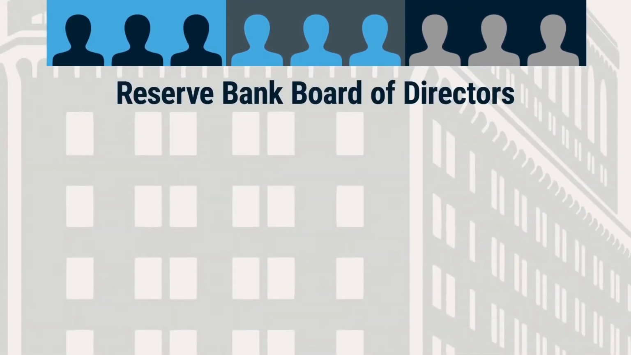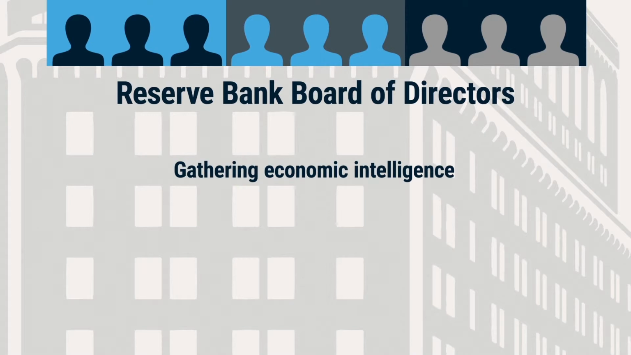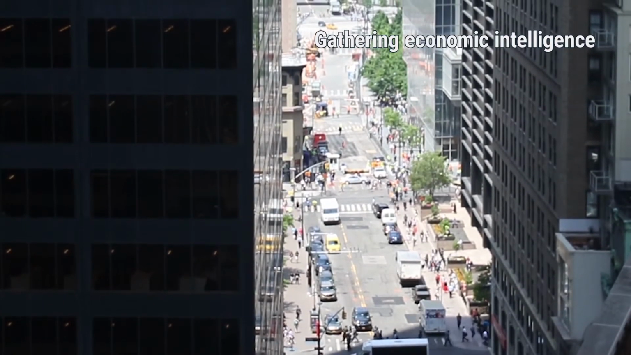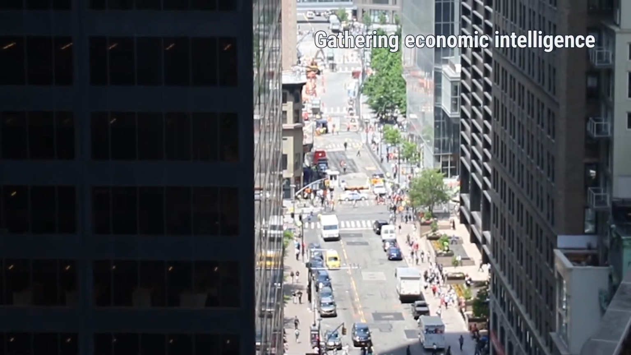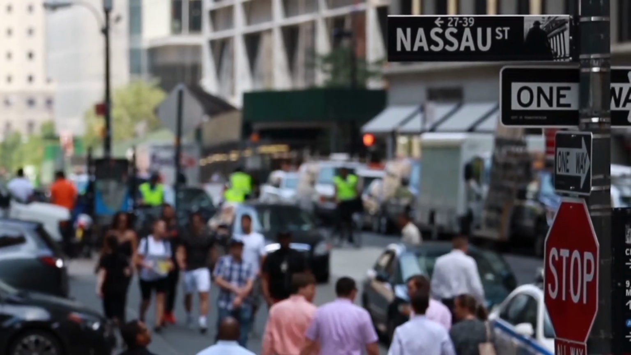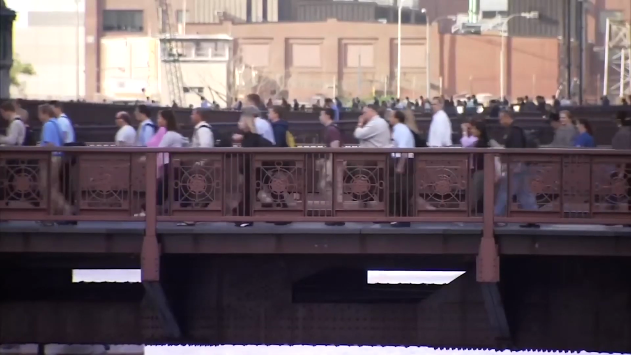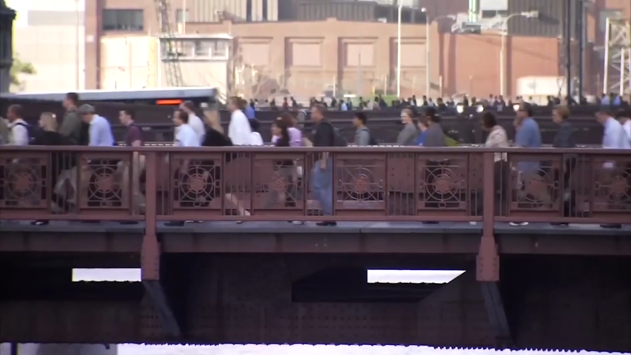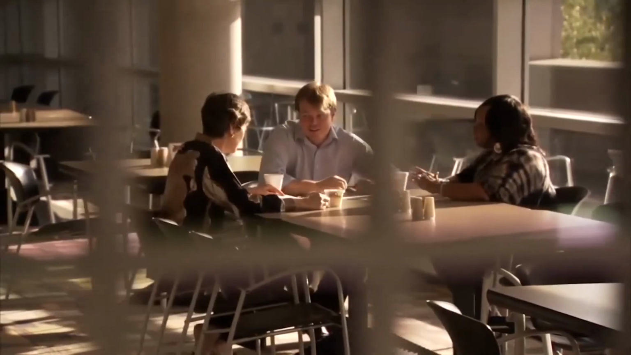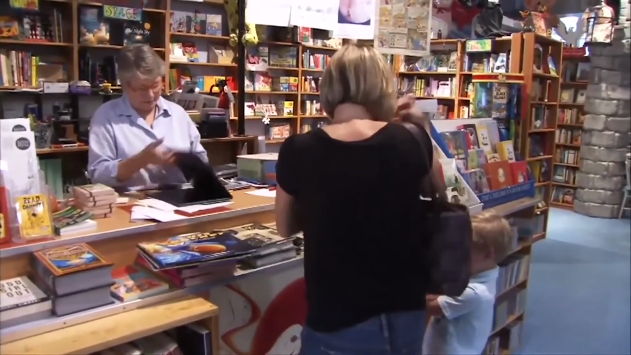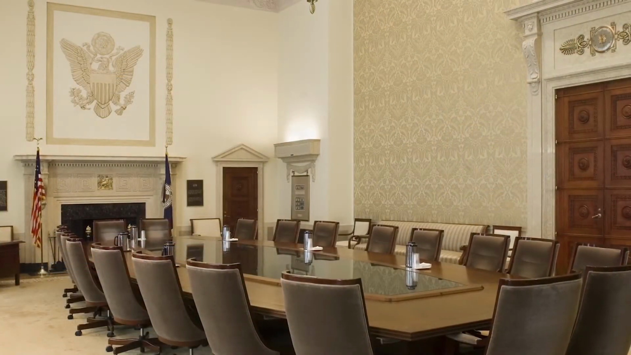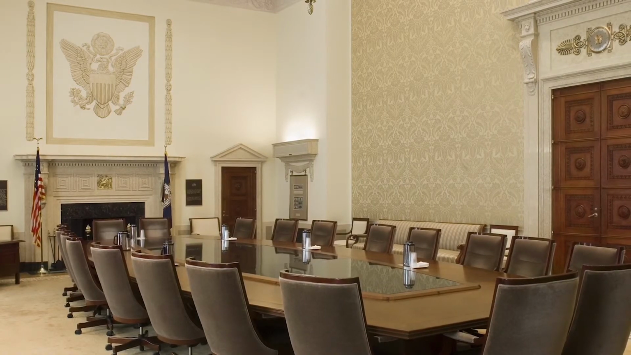In addition, the board serves 3 important functions. First, gathering economic intelligence. Directors are the bank's eyes, ears, and voice in the district, acting as a link between the Federal Reserve and the private sector, with information flowing in both directions. The conversations they hold, the stories they hear, and the questions they encounter inform the bank's monetary policy process and help us fulfill our long-term mission.